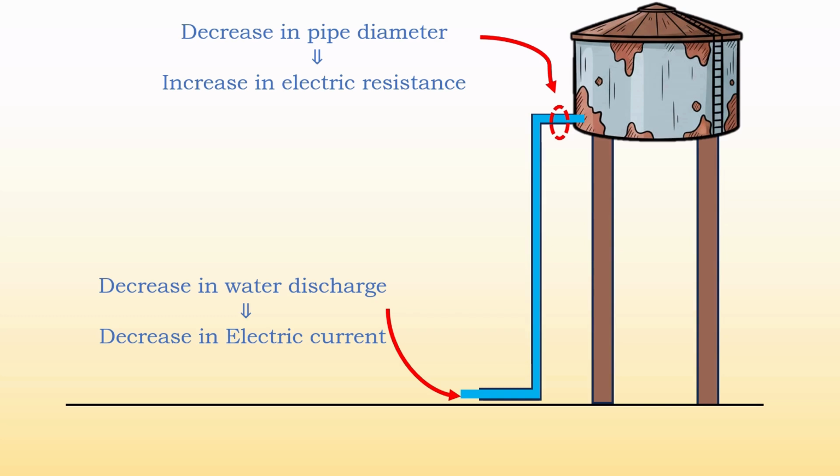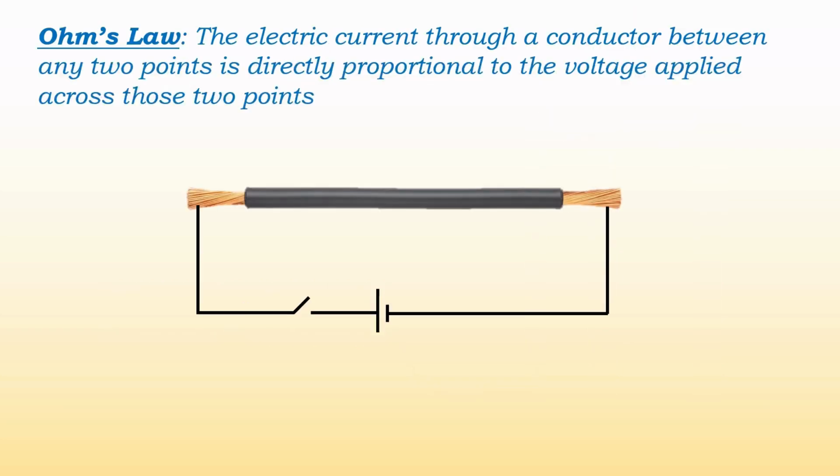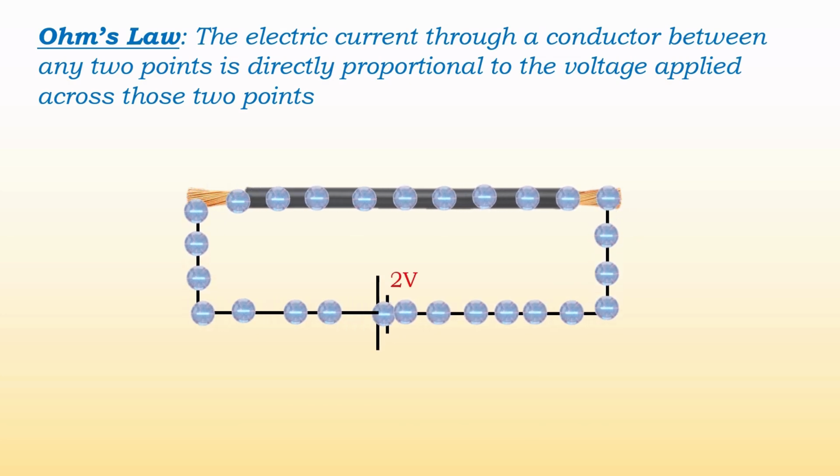Finally, let us apply this understanding to an electrical circuit. Consider a simple circuit with a battery and a wire. If the battery voltage is 1 volt and the current flowing through the wire is 1 ampere, then increasing the battery voltage to 2 volts will increase the current through the same wire to 2 amperes. This shows that the current flowing through a conductor is directly proportional to the applied voltage, as long as the resistance remains constant. This relationship between voltage, current, and resistance is known as Ohm's law.